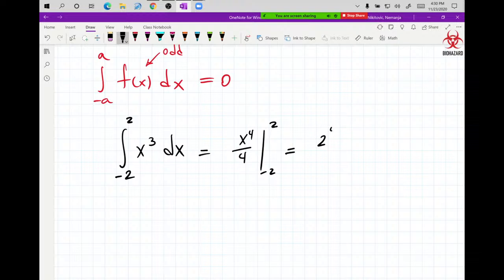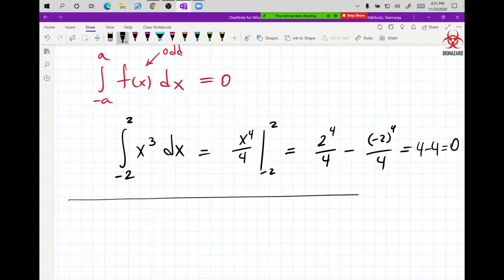So this is going to be 2 to the 4th over 4 minus negative 2 to the 4th over 4, and 2, 4, 8, 16 over 4. So this is 4 minus 4, which is 0, which you could have claimed a long time ago, right, if you knew that it's an odd function and so on.